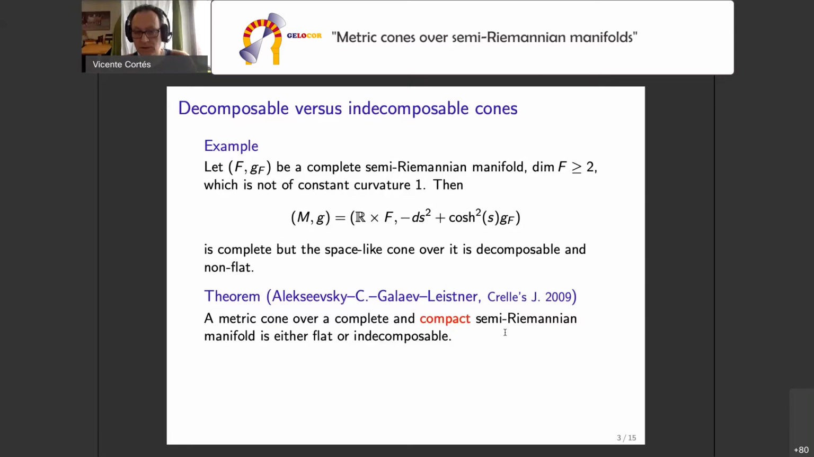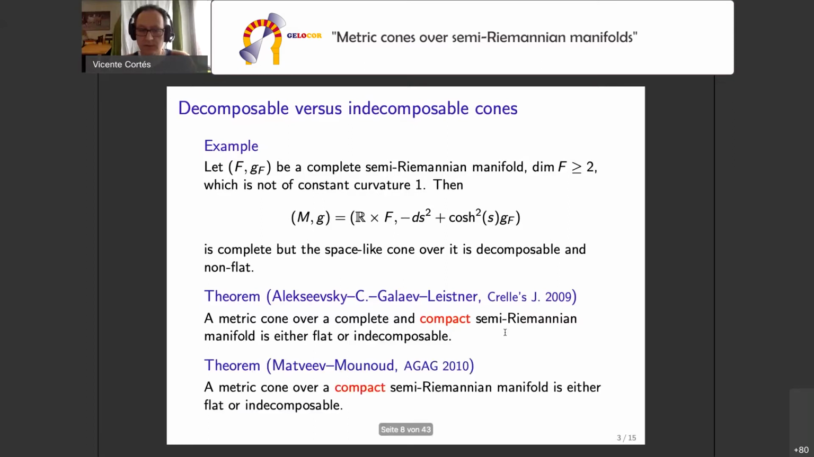And in fact, this result was later extended by Matveyev and Monod. They showed that they assume compactness as we do, but they could get rid of the completeness assumption. So in fact, this theorem can be proven with compactness alone. So I think this is the state of the art now. It's from 2010, so it's more than 10 years ago.